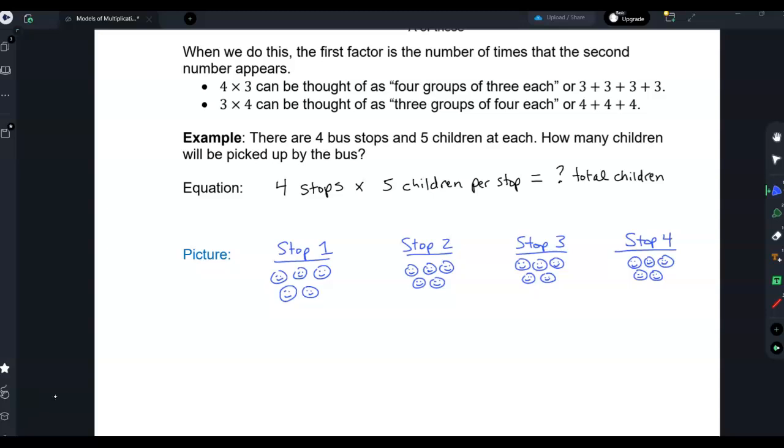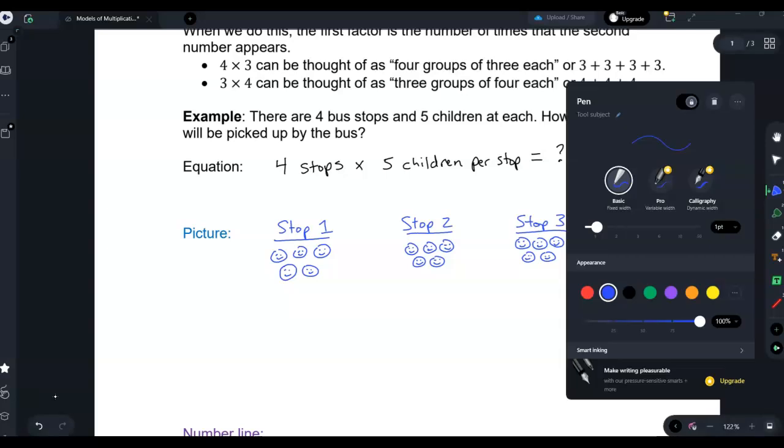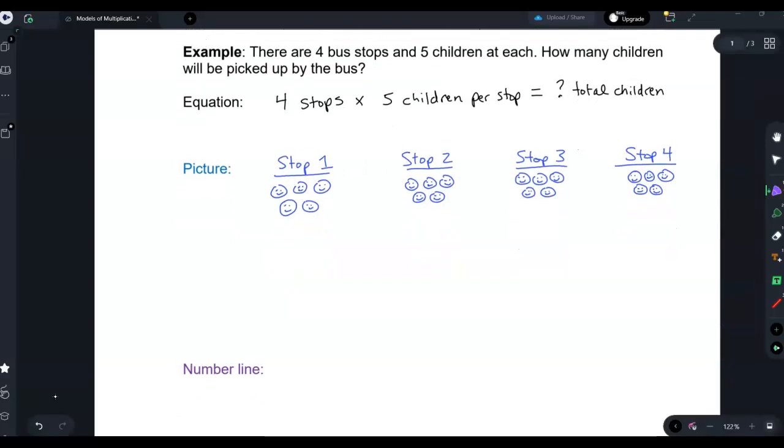So this would give our students a nice visual of the total number of children, and we could actually count, but then again, we could also realize that we're really just adding 5 plus 5 plus 5 plus 5, and that's our repeated addition problem. But the faster way is to know 4 times 5. And then let's take a look at how we could do this also with a number line.